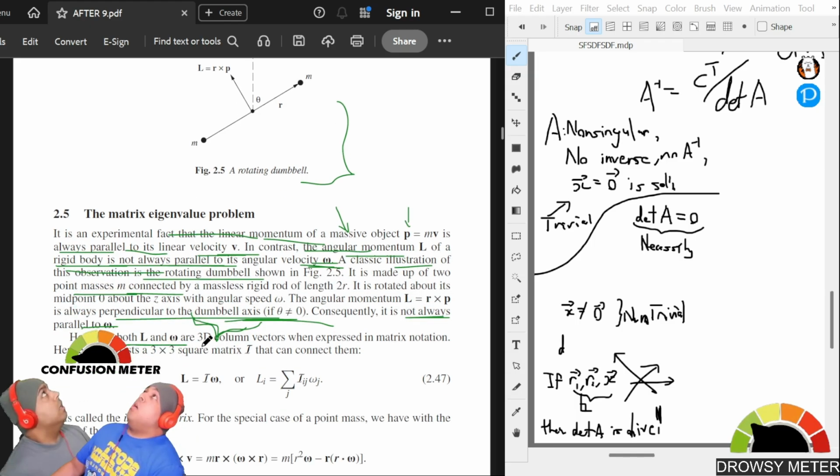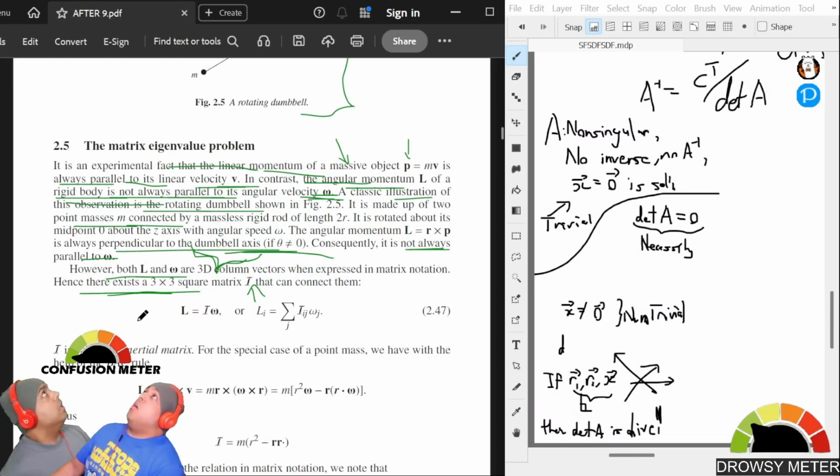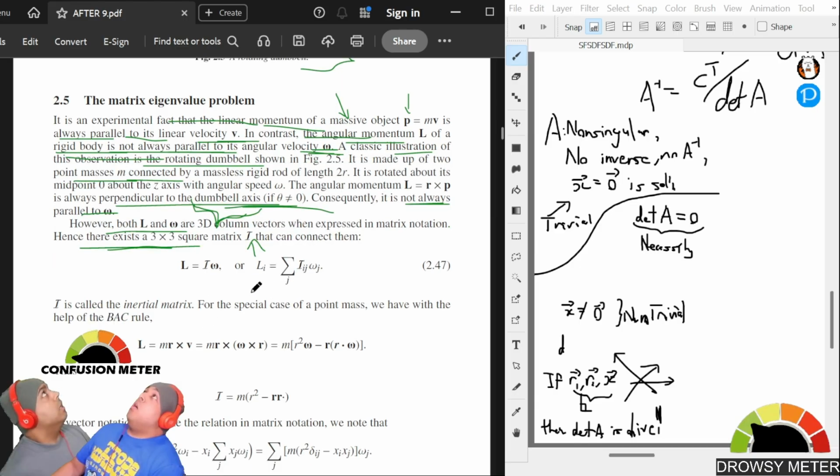However, both L and omega are 3D column vectors when expressed in matrix notation. Hence, there exists a 3x3 square matrix, special I, that can connect them. Special I is called the inertial matrix.